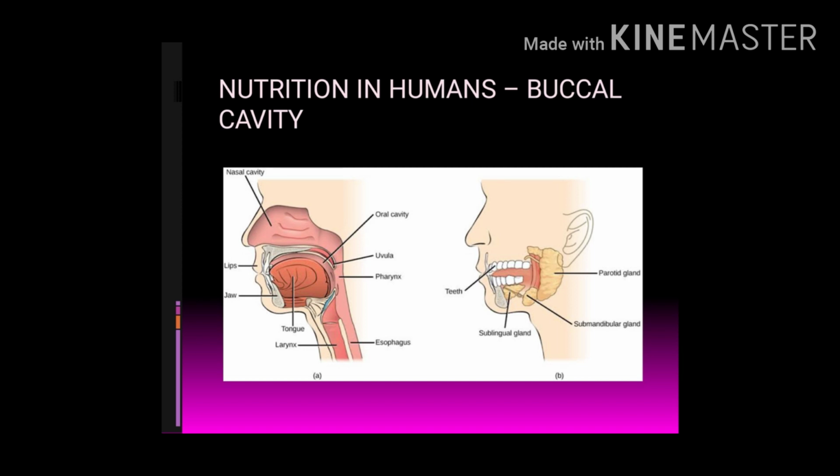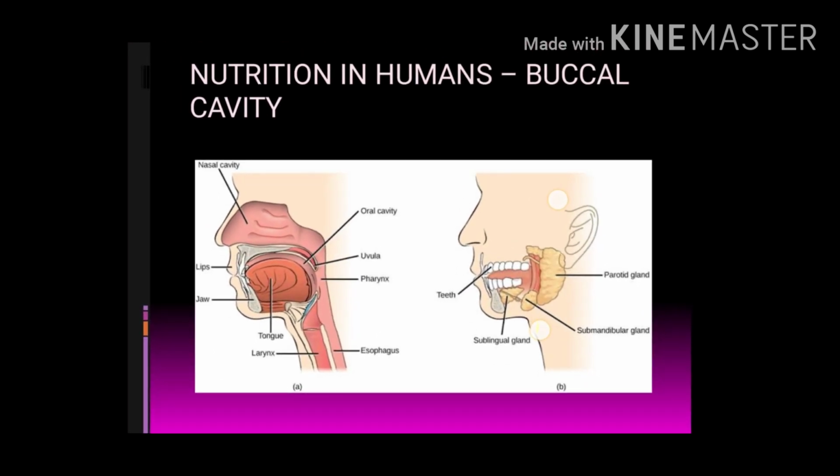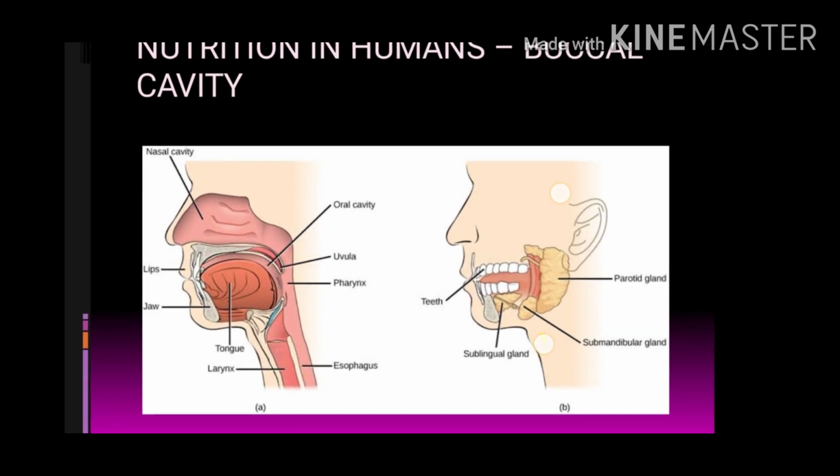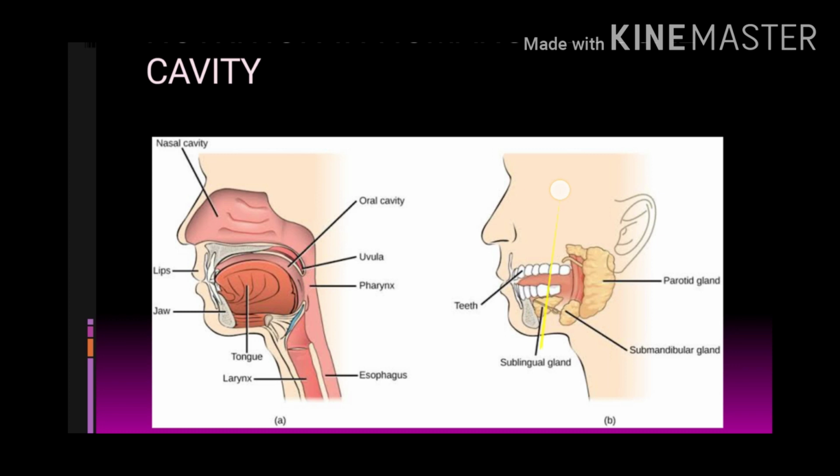Now in this slide you can see the diagram showing the different parts of the buccal cavity or the oral cavity. In the second part of the diagram you can see the three pairs of salivary glands: sublingual, submandibular and parotid gland.